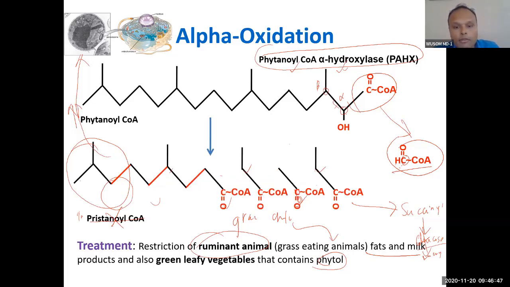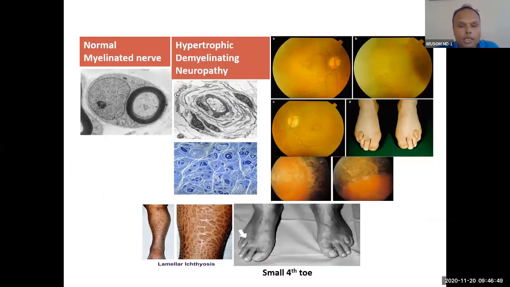Now look at the manifestations here. You can easily see the manifestations of this disorder. So this is retinopathy, retinitis pigmentosa. It is a type of retinopathy, called retinitis pigmentosa, because of damage to the rod cells and cone cells, the pigmented retina. So this is called retinitis pigmentosa.